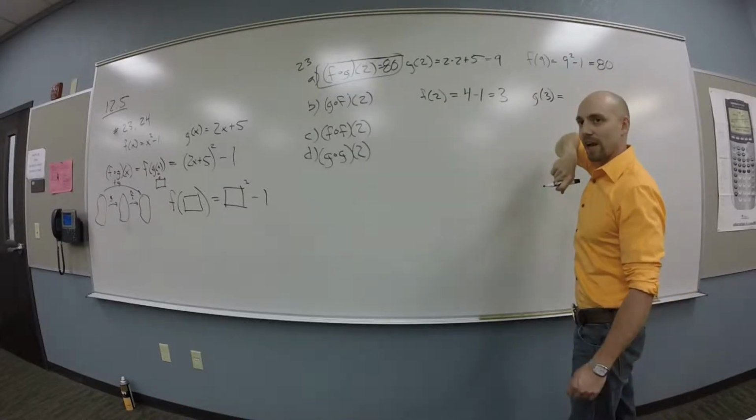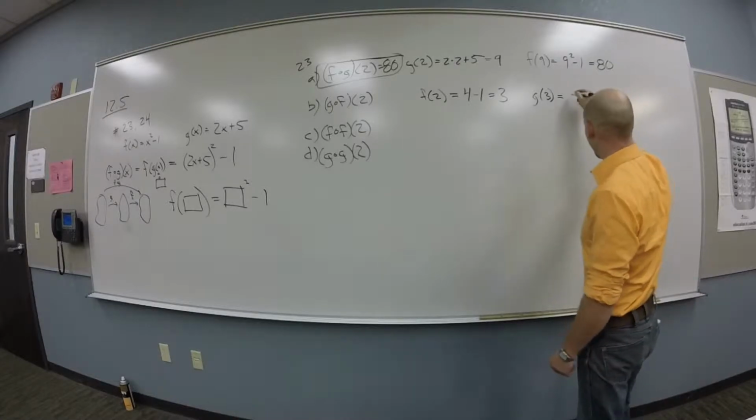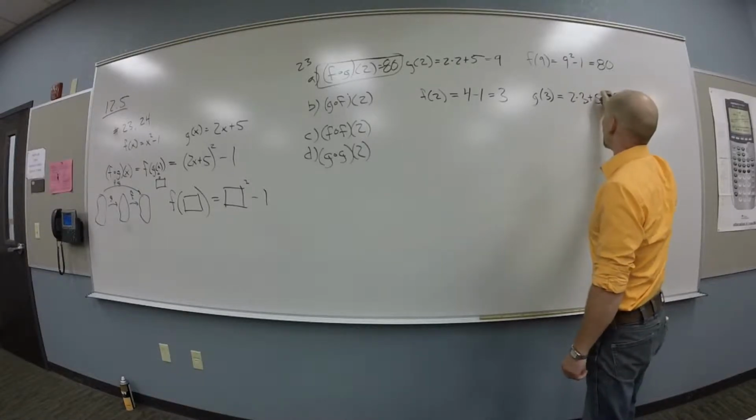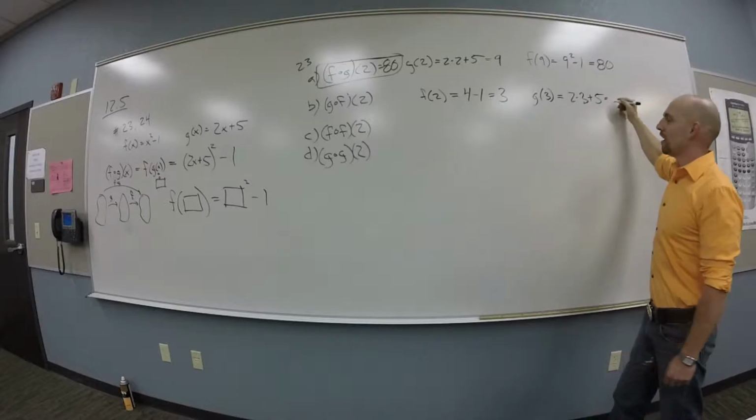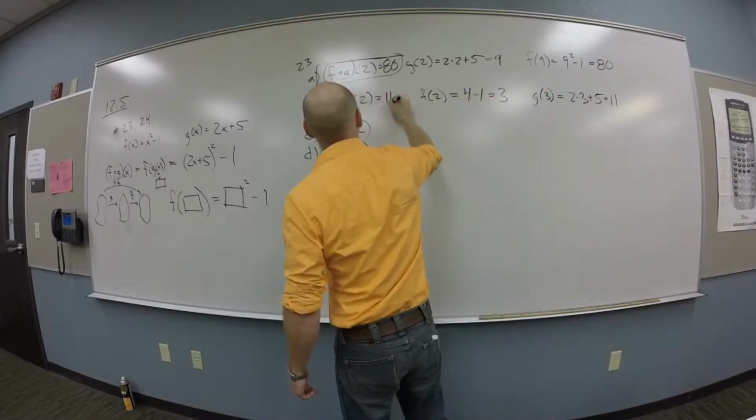Okay, so Jennifer, what do I get? 2 times 3 plus 5. Okay, 11. Good. So I got 11 out of this.